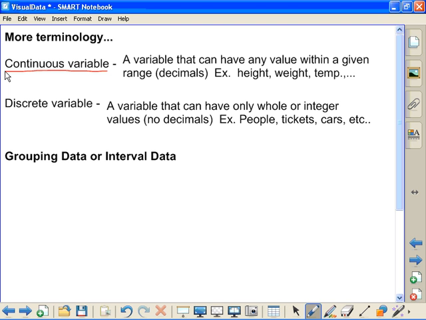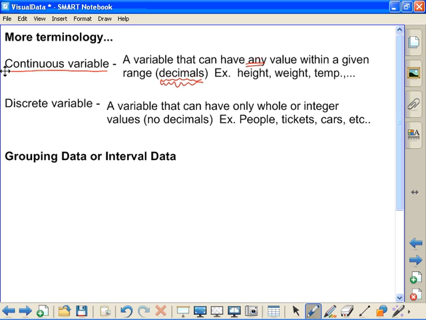We have something called a continuous variable, and that's a variable that can have any value, and the key word there is any value within a given range. So what that means is you can have values with decimals or fractions. Examples would be height, weight, temperature. So you could be 22.5 centimeters tall, or you could be 250.3 kilograms, and so on and so forth.